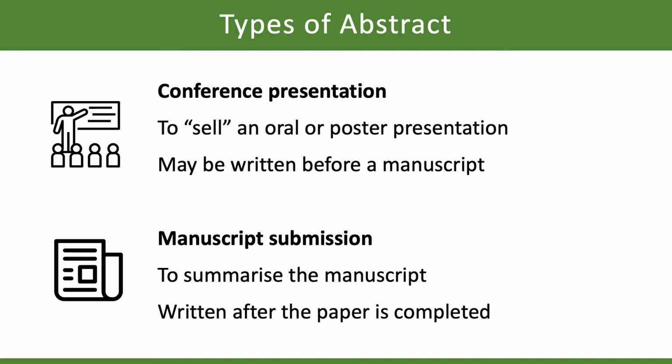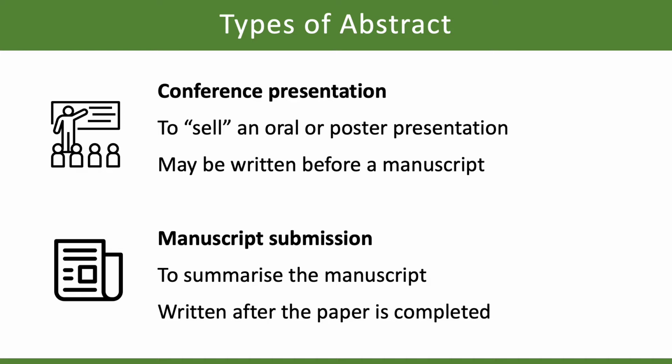There are two types of abstract. The first type is an abstract that you submit to a conference for an oral or poster presentation. These are often written before the manuscript, and it is a chance to share your research whilst it is in progress. The purpose of the abstract is to sell your research project to the selectors at the conference so that your oral or poster presentation can get picked.